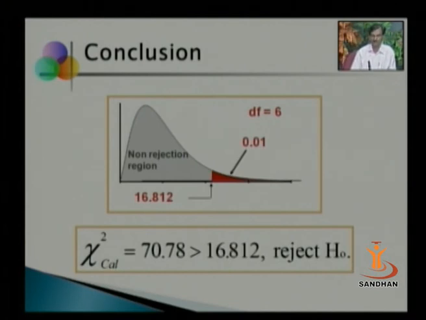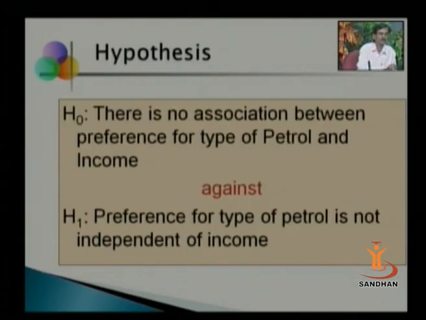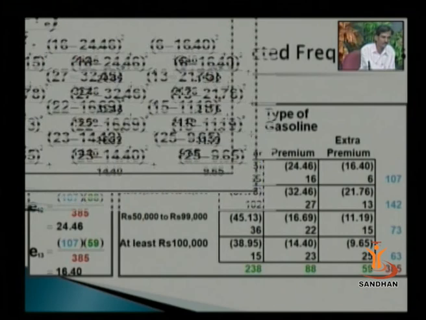So ultimately our decision is to reject the null hypothesis. Rejection of the null hypothesis means the hypothesis that there is no association between the preference for type of petrol and income is rejected. That means there is an association, or one can alternatively say that preference for type of petrol is not independent of income.